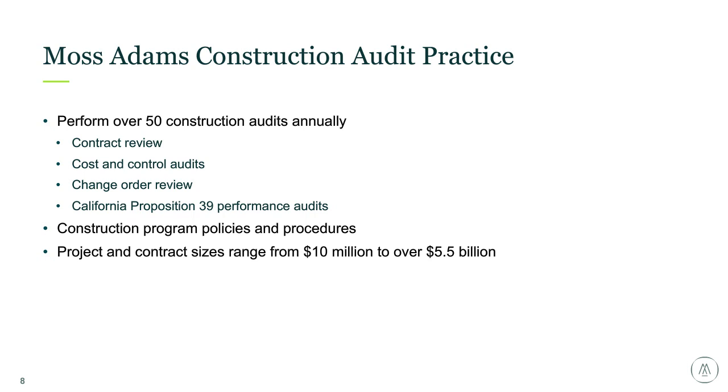Our construction audit practice does about 50 construction audits per year. As shown on this slide, our major service lines include contract reviews, cost and control audits, change order reviews, and performance audits. We also do policy and procedure work. Our typical projects and contracts range from $50 million plus to $5.5 billion, which we've done. However, if you have a bigger capital program, I don't think we'd have any issues supporting you.